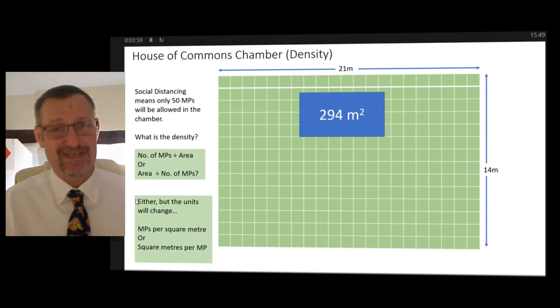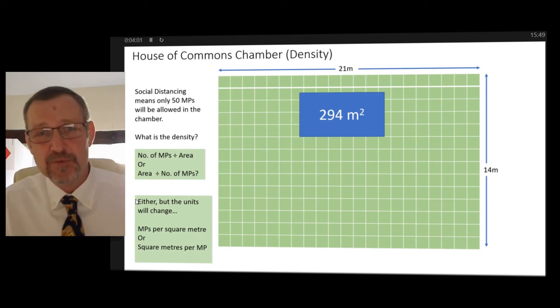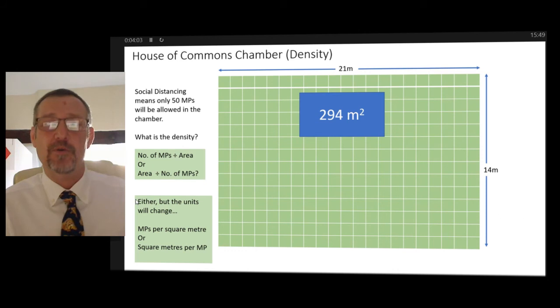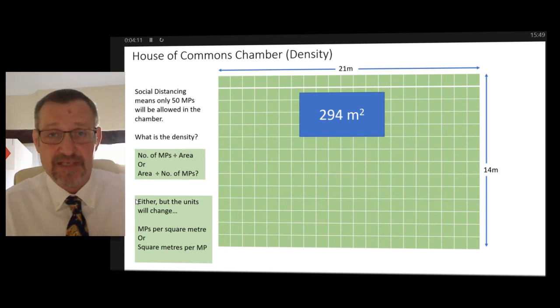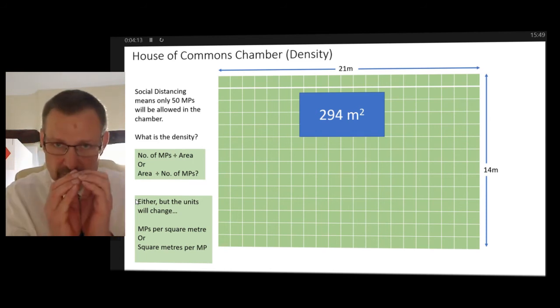Actually, the answer is either. But the units will change. Just as I said that units for area are important, we mustn't forget them: square meters. In this case, you can do the density either way round. You can have the MPs per square meter. How many MPs can you fit inside 1 square meter?